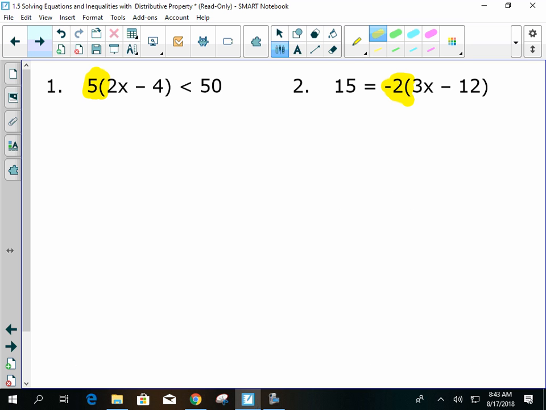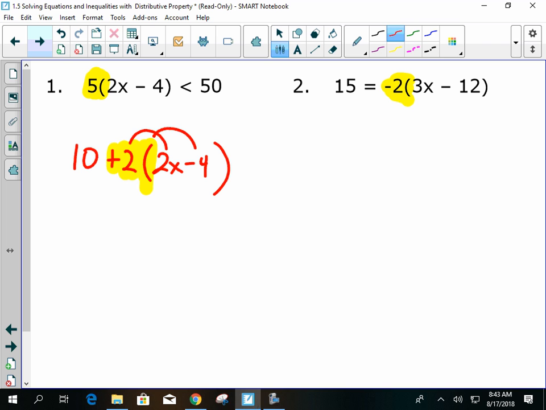Because this one you guys did: 10 plus 2 times, I don't know what it was, 2x minus 4. Okay, look, some of you were combining 10 and 2 and making this 12. No, no, no. The 2 is the number next to the parentheses. You cannot add before you multiply. PEMDAS. You have to distribute the 2.